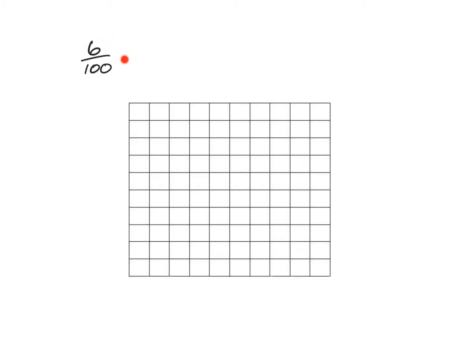Alright, here's our first fraction that we need to convert to a percentage. It is 6 over 100. Now, over here I have 100 squares, which is 10 multiplied by 10 gives us the 100 squares, and that represents the percentage. And what I'm going to do is color in 6 squares out of this 100 just to see what it looks like when I draw it.